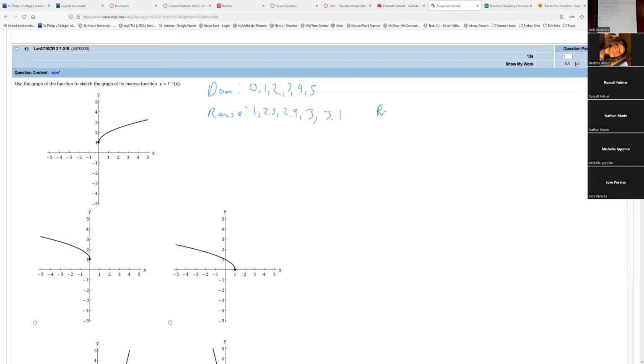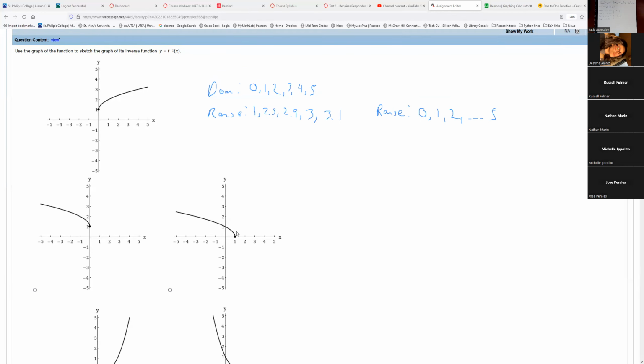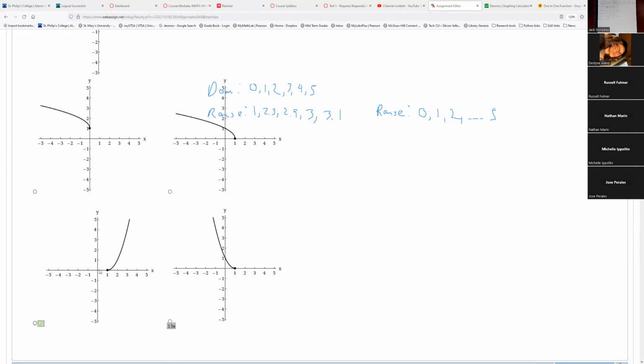So for f inverse, the range should be 0, 1, 2, all the way to 5. So look at these values. This doesn't go to 5, does it? These go to 5, and so do these. But this has a negative value. We didn't have any negatives for our domain and ranges.